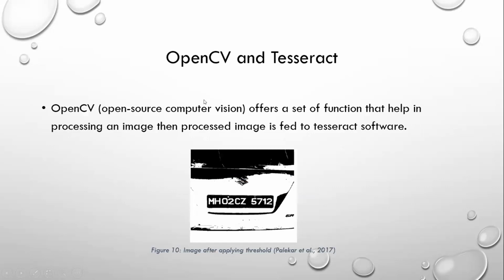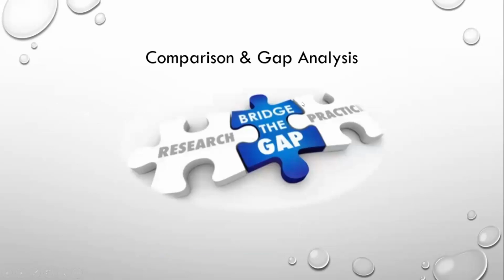The last method of text detection, which is better than the previous two, is OpenCV and Tesseract. OpenCV, Open Source Computer Vision, is the full name, offers a set of functions that help in processing an image. Then the processed image is fed to Tesseract software. Actually, we can use it in the Python language, and we have used it in Python.